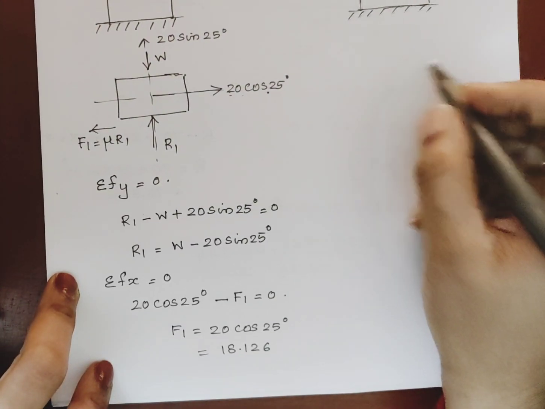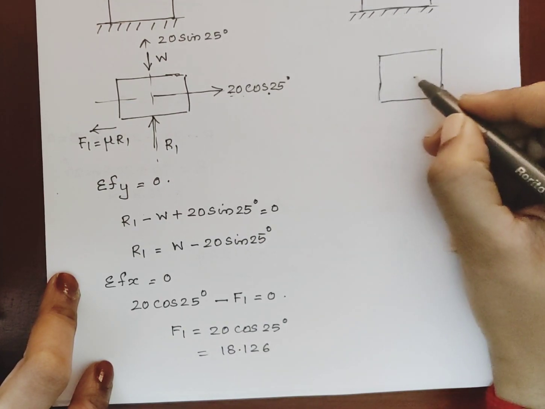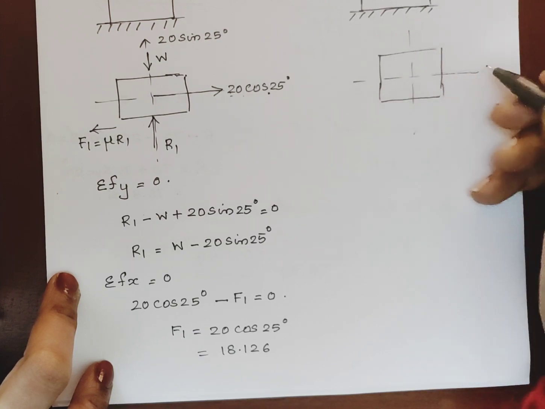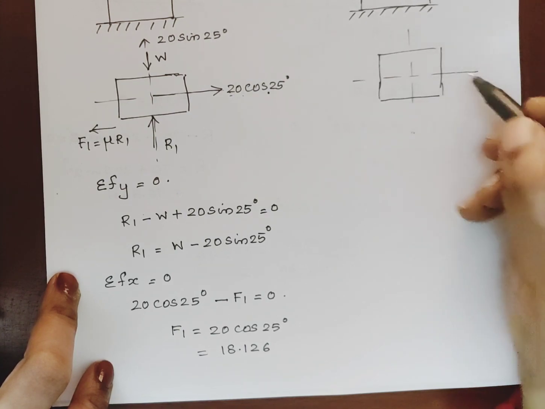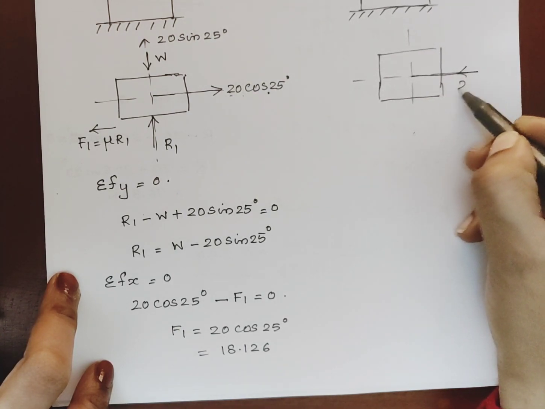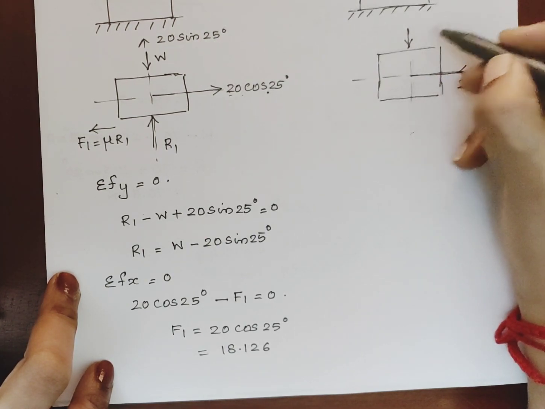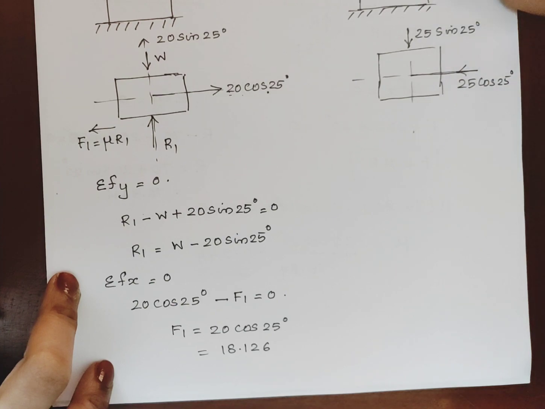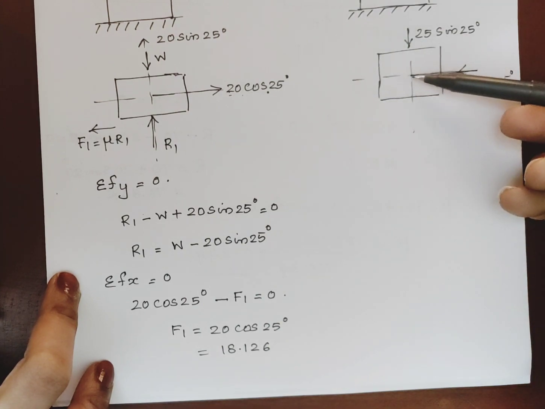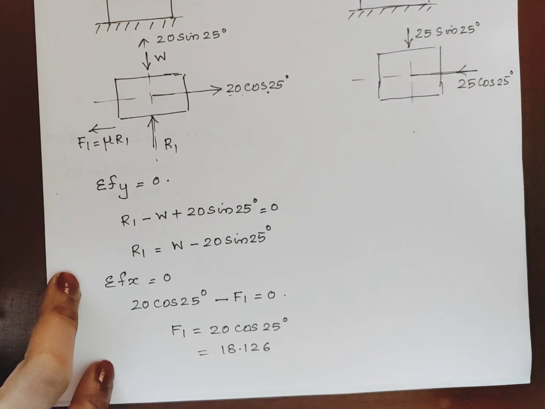So similarly you have to draw the free body diagram of case 2. Here this is your x-axis and y-axis. Then the 25 Newton force is making 25 degree with the x-axis. So x component is 25 cos 25 degree and y component is downward 25 sin 25 degree. So you have to resolve along the x and y axis in the first quadrant. The x component direction is towards left and the y component direction is downward.